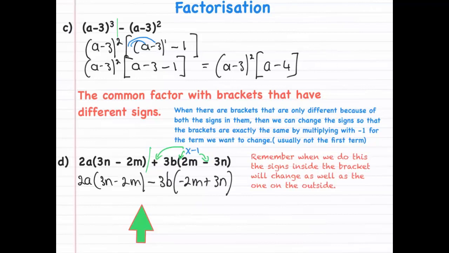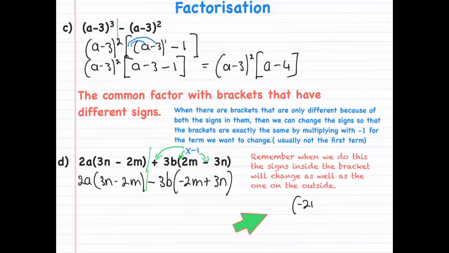Now, we still have our two terms, but look, plus 3n, minus 2m, minus 2m. Now the brackets are exactly the same, and it doesn't matter if they are swapped around. See, that's 3n first, that's plus 3n second, because if I take this bracket, and I'll quickly show you here on the right, it is exactly the same.